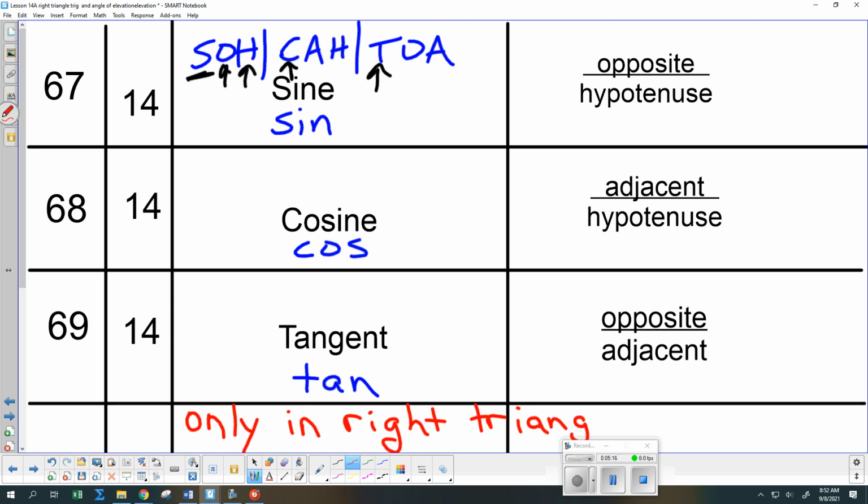If we don't have a right triangle, there are other methods which we will review and learn, depending on the ones we've seen before and the ones that are new this year, that help us when it's not in a right triangle. But Sohcahtoa is only in a right triangle. This opposite over adjacent stuff is only a right triangle.